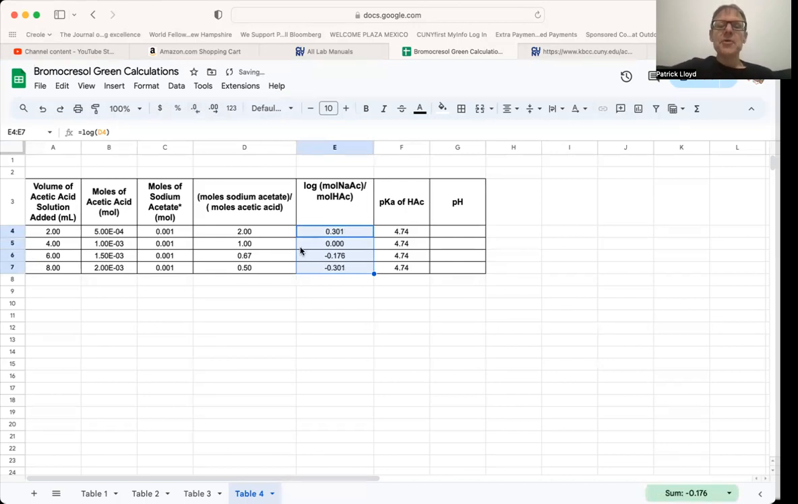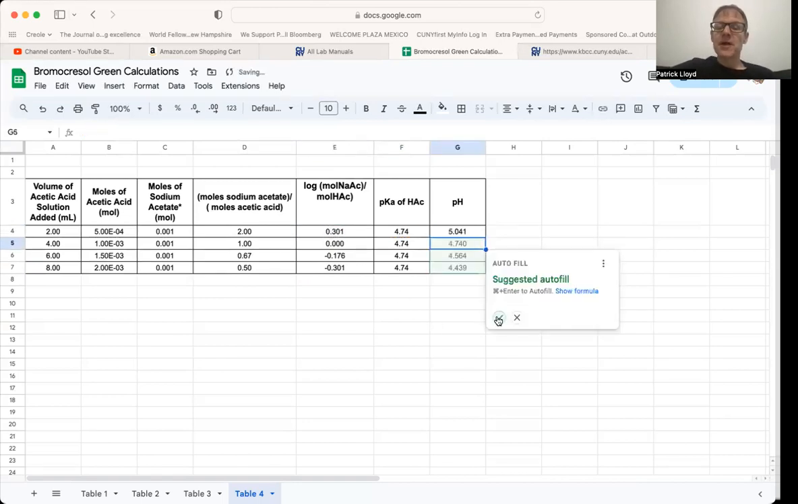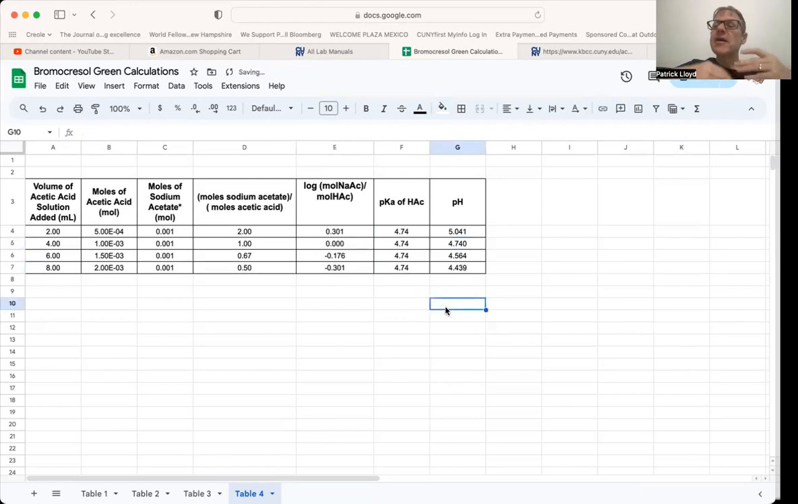And there we go. Remember, if it's negative, all that means is that the numerator is smaller than the denominator. And then remember, the pH from the Henderson-Hasselbalch is you take the pKa and you add to that the log of that ratio. And there we go, we've got it, right? So we now have the pH of all of those solutions.